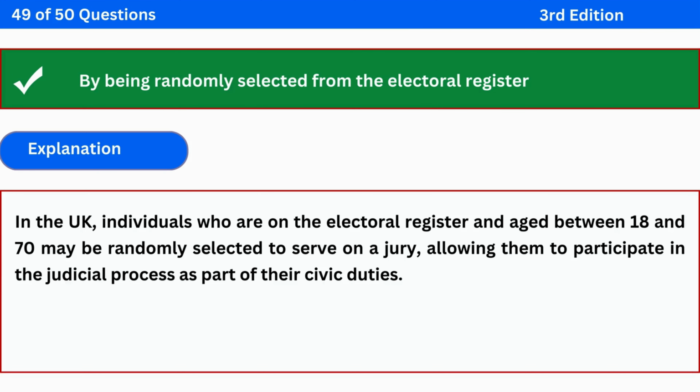The correct answer is by being randomly selected from the electoral register. Explanation: in the UK, individuals who are on the electoral register and aged between 18 and 70 may be randomly selected to serve on a jury, allowing them to participate in the judicial process as part of their civic duties.